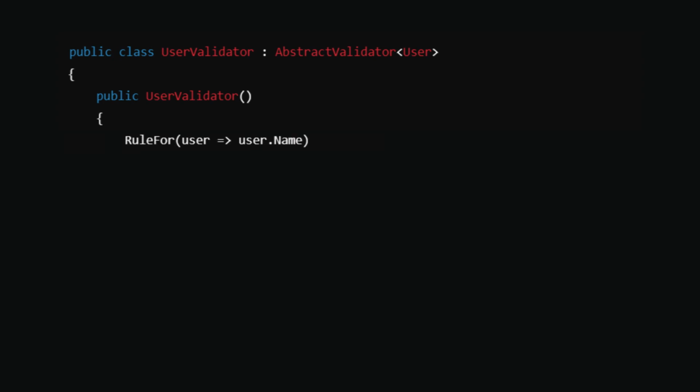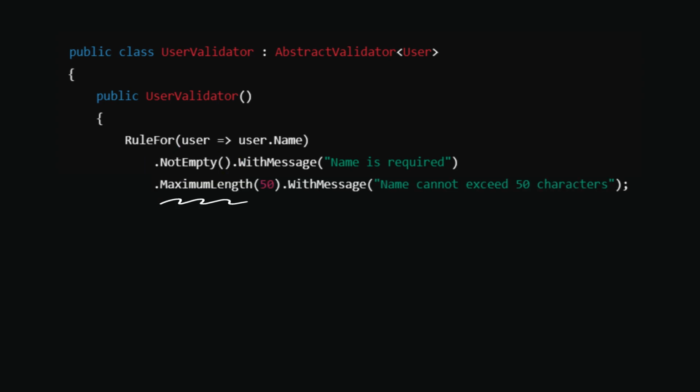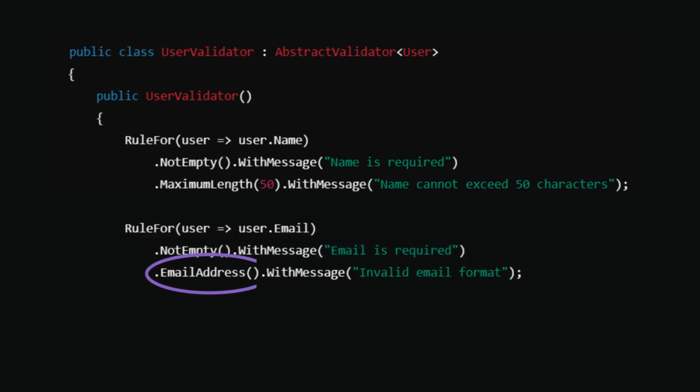First, we're going to validate the name field. The name field is required. In Fluent validation, use notEmpty to validate a required field. We can also validate the maximum length. In this case, we only allow a maximum of 50 characters for the name. For email, we can use email address to validate the email format.